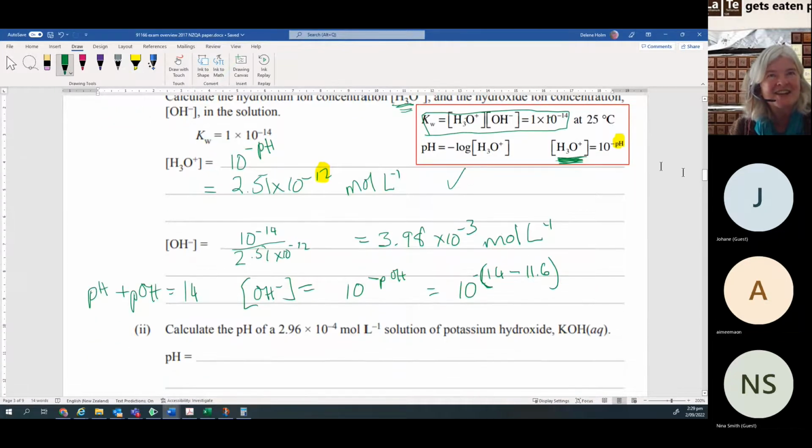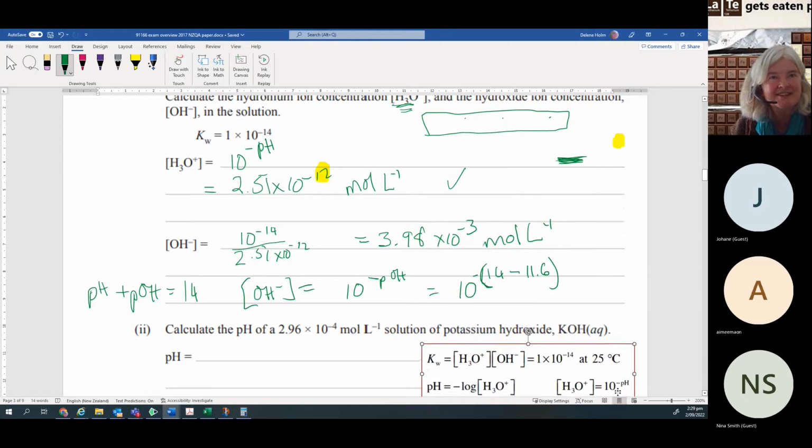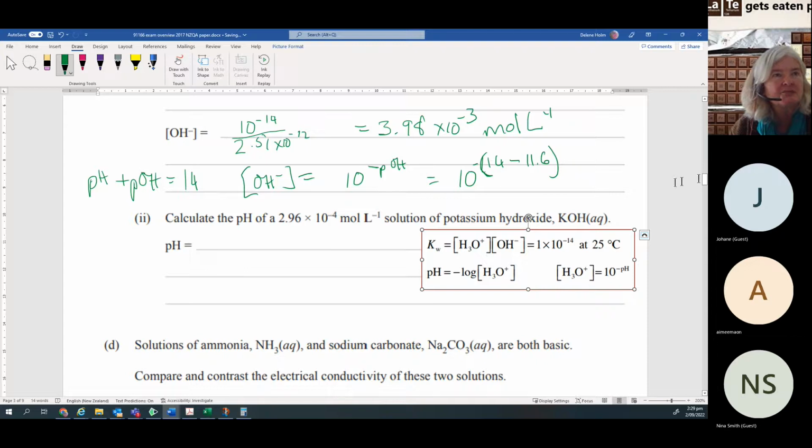Okay, right. So I'm going to drag this down again to our next one. And we're going to calculate the pH of a 2.96 times 10 to the minus 4 mole per liter solution. And it's for potassium hydroxide. So do I have any H plus directly from KOH? Can you see H plus in KOH, or is that going to be hydroxide?